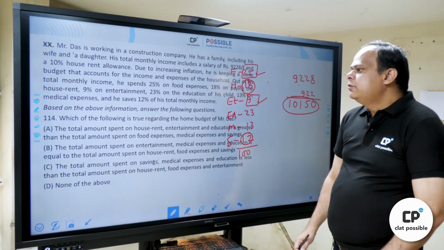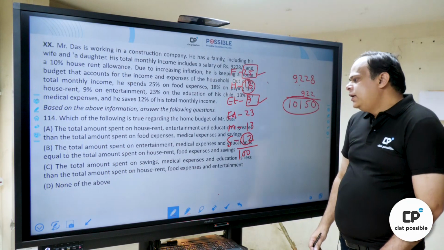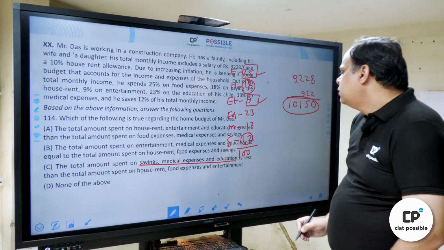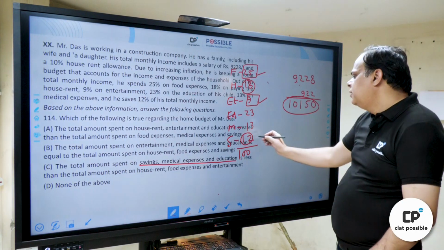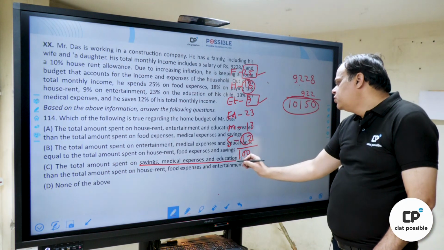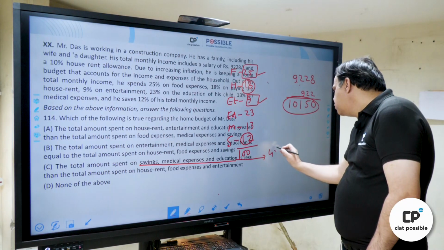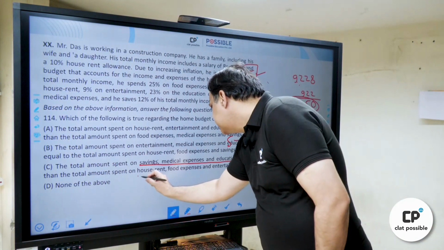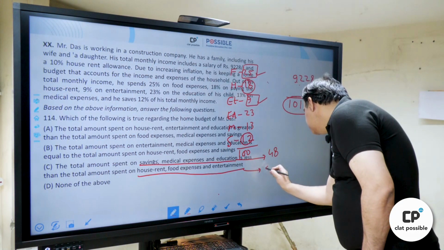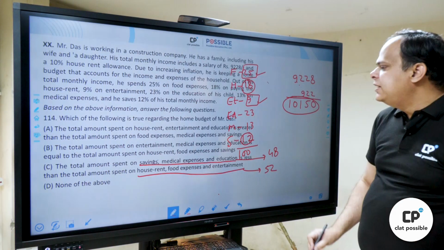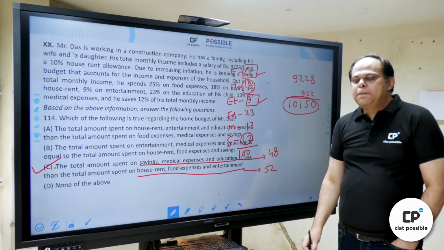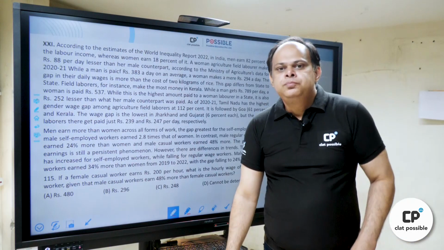Now let's look at this question. Let's calculate savings, medical expenses and education. How much will that be? Savings is 12, medical expenses is 13, so 12 plus 13, 25. 25 plus education is 23, so this comes out to be 48. Whereas house rent, food expenses and entertainment will be the remaining values, and that will be 52%. So obviously 48 is less than 52, so the correct answer is C. Now we come to the next case.